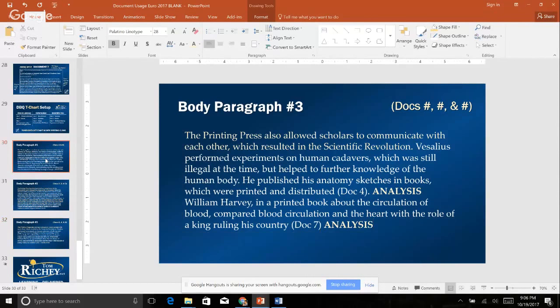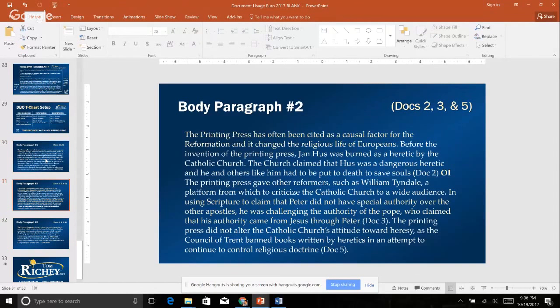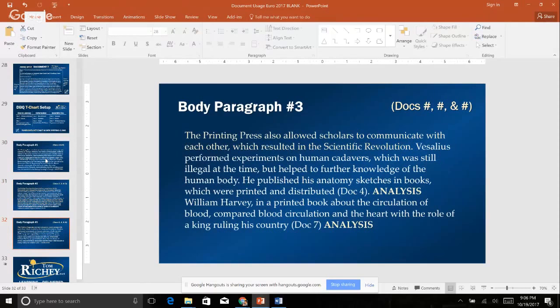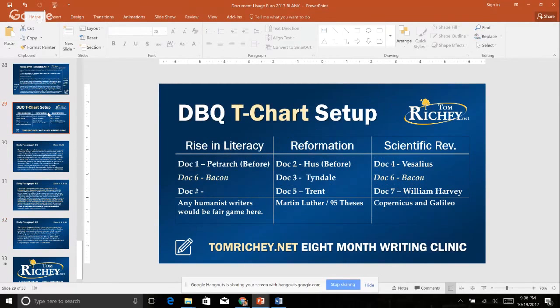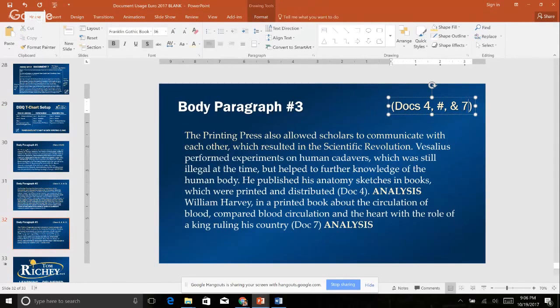But what you've got here are the foundations for 3 body paragraphs that are going to use the documents in order to make 3 distinct arguments that are going to support a thesis that the printing press greatly changed the lives of Europeans in terms of furthering literacy, in terms of furthering the Reformation, and in terms of furthering the scientific revolution. And so what we have here are 4 and 7.